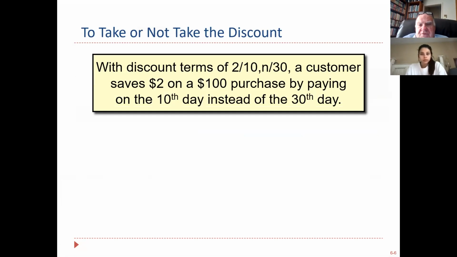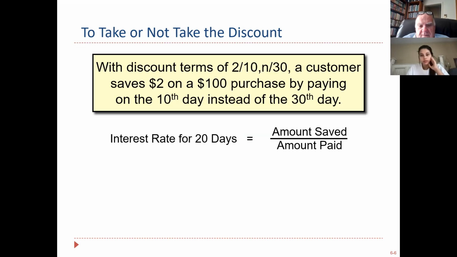With discount terms of 2/10/30, a customer saves $2 on a $100 purchase by paying on the 10th day instead of the 30th day. But take a look at how dramatic that is. Do you think you could go to a bank today with $100 and then 10 days later they'll hand you $102? No. The answer is absolutely zero. In fact, under today's interest rates, it would take you 2 years to come up with $102. So you're giving up the money for 20 days. And basically, you're investing the money for 20 days by paying 10 days early.